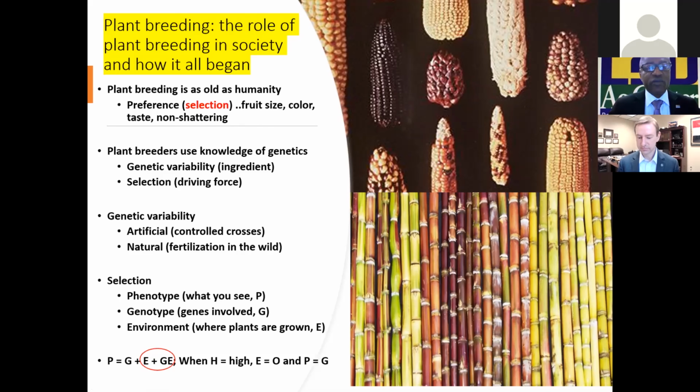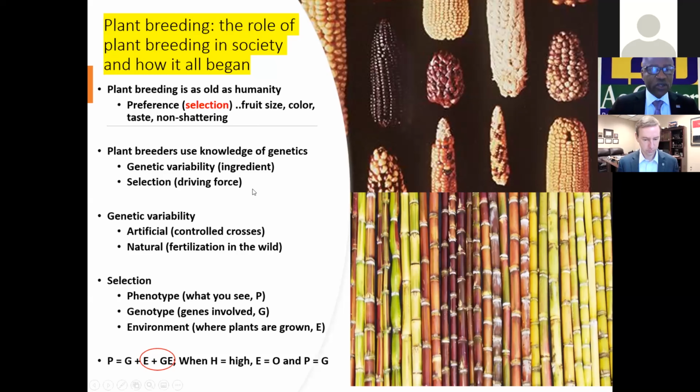Genetic variability is a very important raw ingredient in every plant breeding program. In today's world, we use controlled crosses to create genetic variability. That genetic variability is what we use to mold, using selection, the plant type that we want. And early man probably did that unknowingly to create the plant types that we do enjoy today.